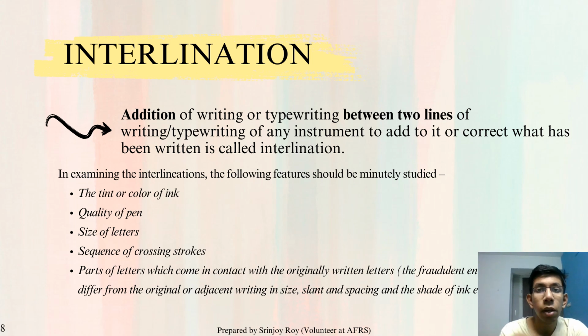So many people write T like this, and many people will write T like this, and many people will write T like this. I'll just use a pen. T, some people write like this, and some people write like this. So these are the ways in which we then detect addition.